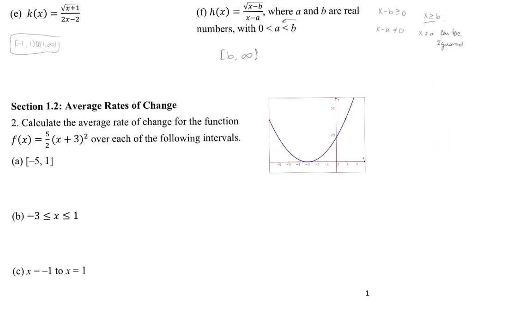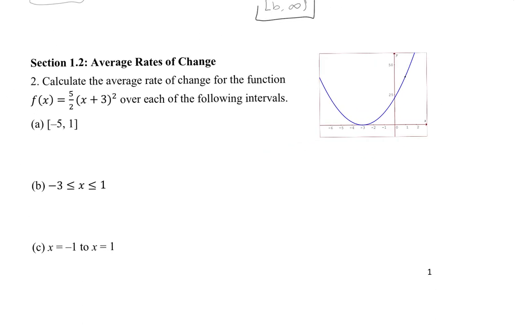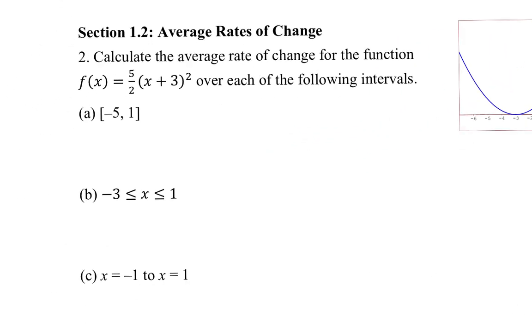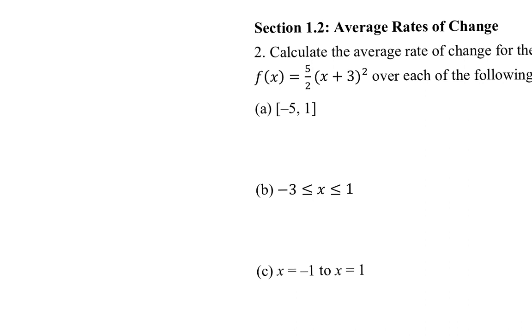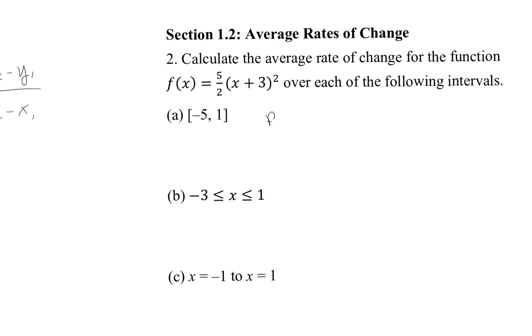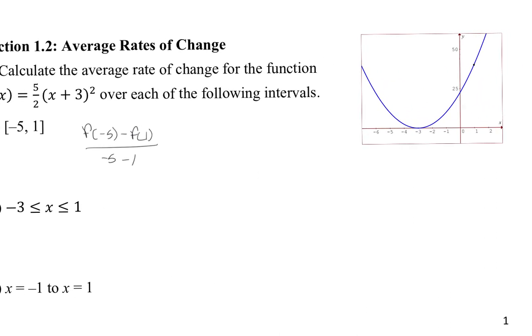Moving on to section 1.2, we're looking at the average rate of change. The way that we're going to evaluate this is we're going to look at y2 minus y1 over x2 minus x1. So here, it'll look like f of negative 5 minus f of 1 over negative 5 minus 1. Plugging it in, we'll get negative 30 over negative 6, or 5.